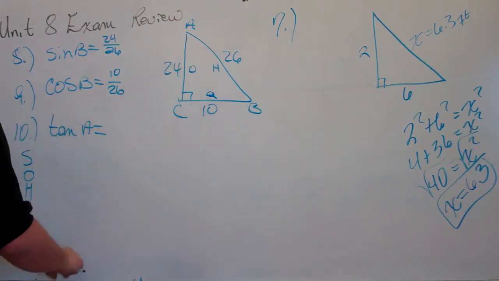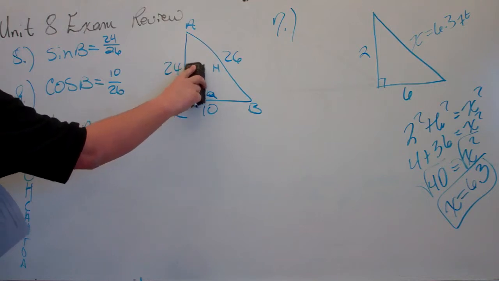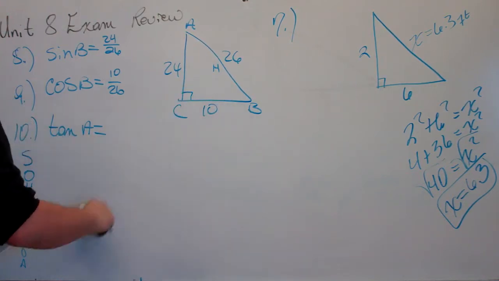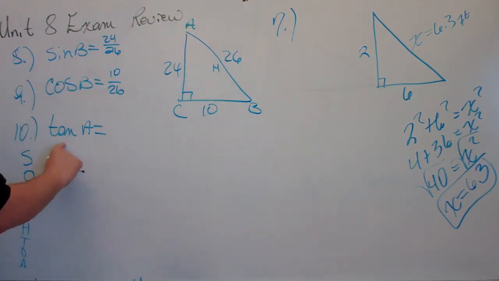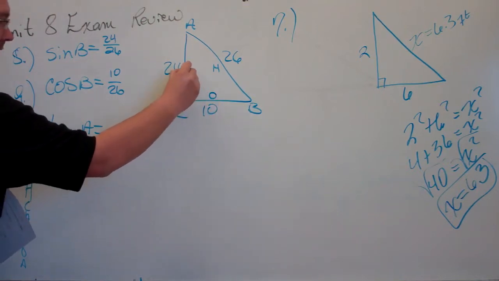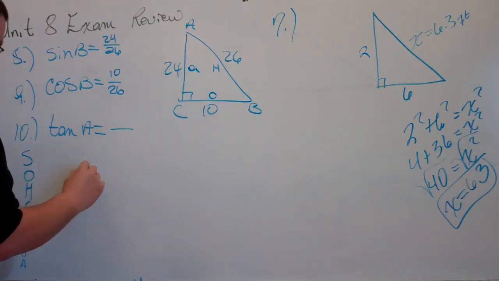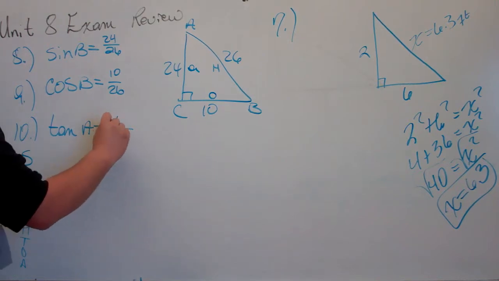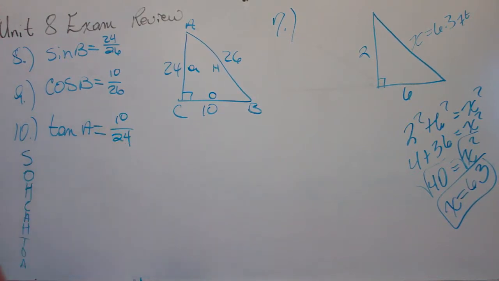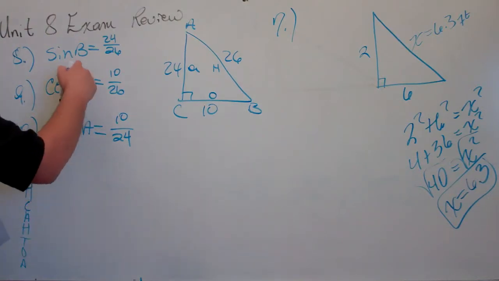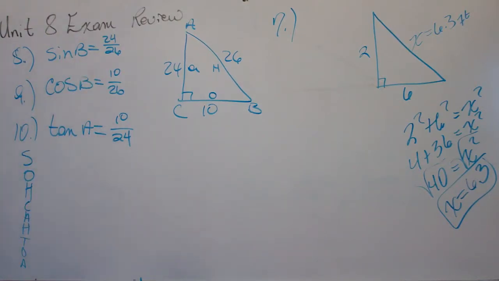And now the tangent of A. Alright, so now we have to redo our opposite and our adjacent side for A, because now we're doing a tangent of A. This is opposite, this is adjacent. So tangent is opposite over adjacent. So it's going to be 10 over 24. Alright, so all we did was set up what was opposite and adjacent to our angles, and then we just used SOHCAHTOA to figure out what sides we were looking at.